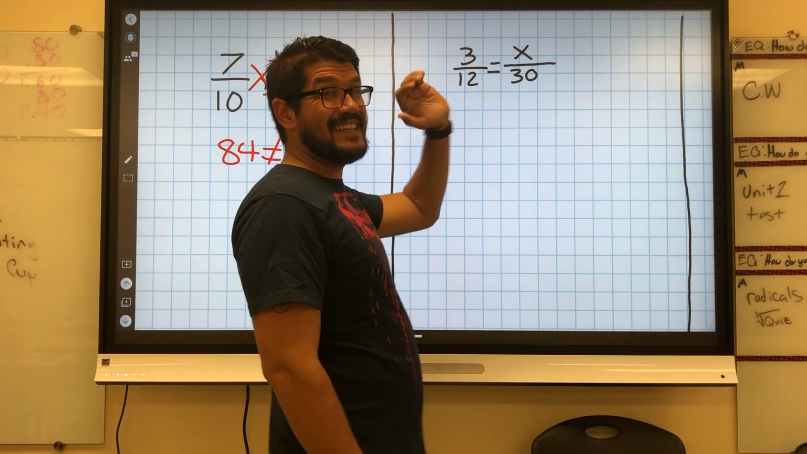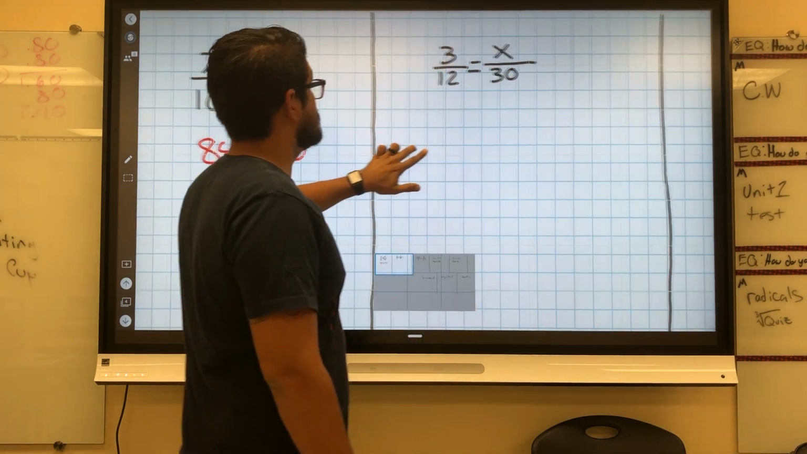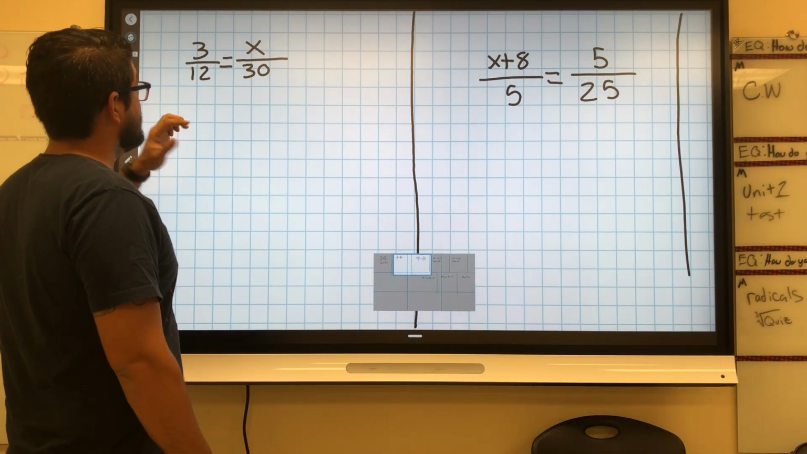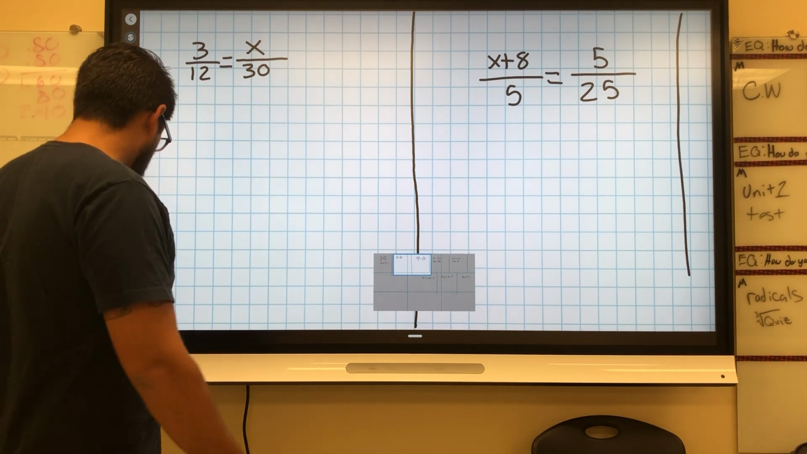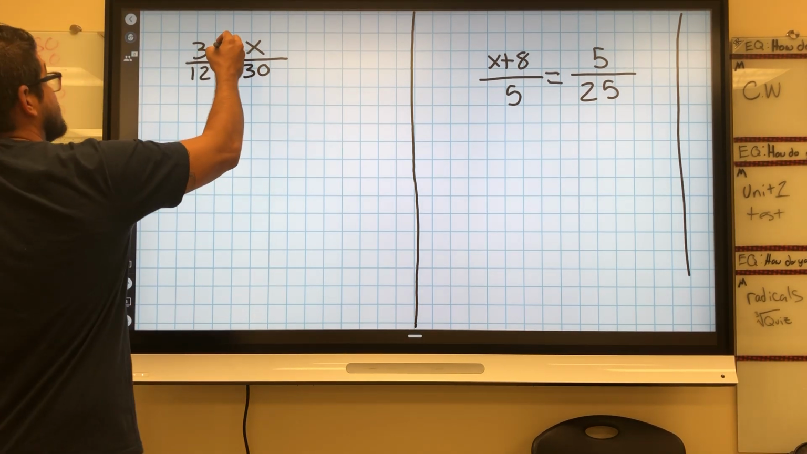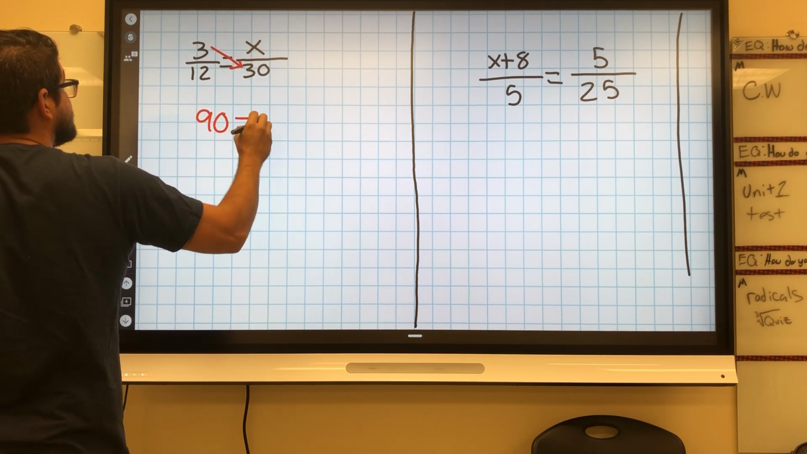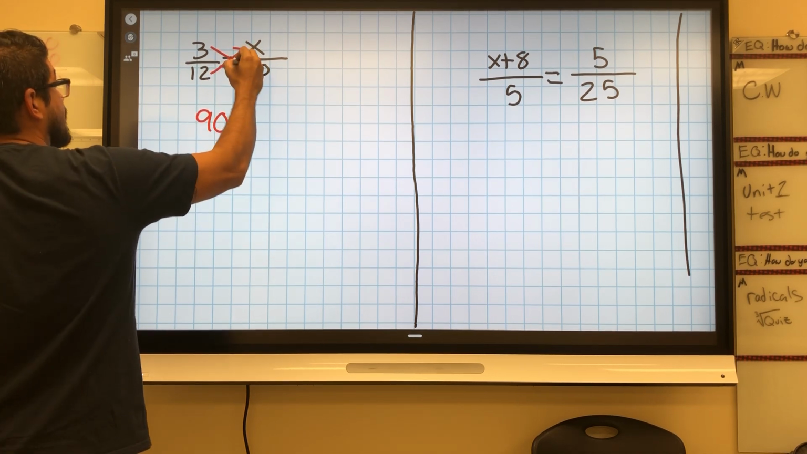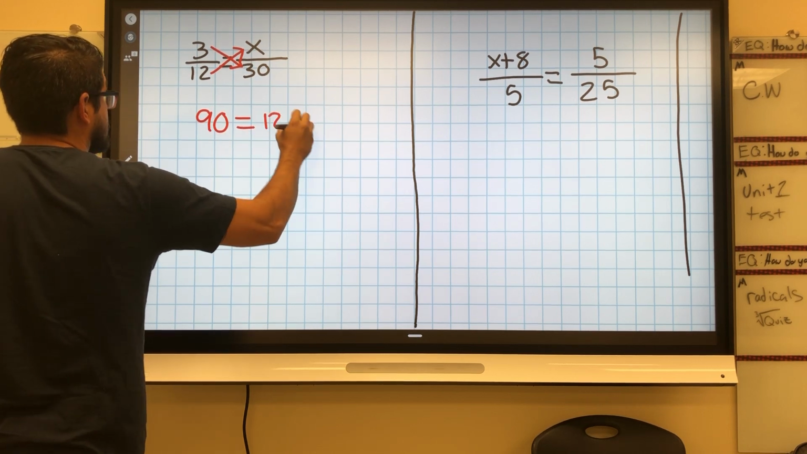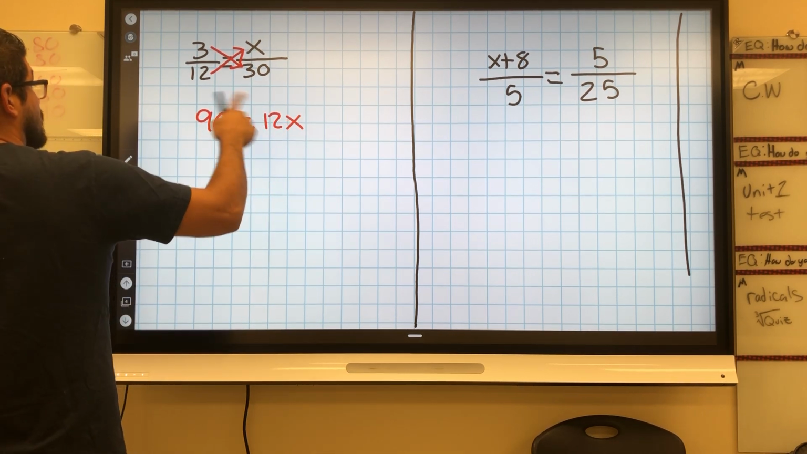Here it says it is proportional. Okay, so let's slide this over. It says that it is proportional. So that means that 3 times 30, that equals 90, has to equal 12 times x, which is 12x. So these two multiplied together have to equal 90.